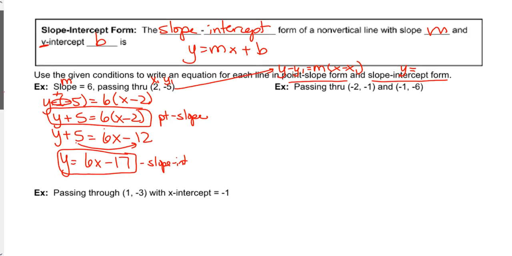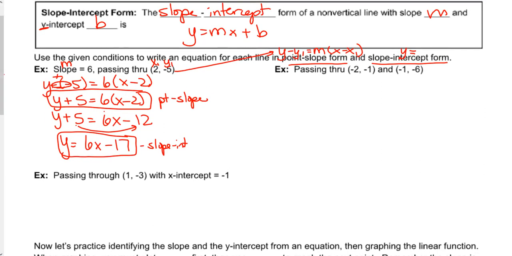Now, here on this next one, I am going through the points negative 2, negative 1, and negative 1, negative 6. The problem with this, I have 2 points, but unfortunately, to use my point slope form, I do not have my slope. But from the front side, we practiced how to find m if we were given 2 points.